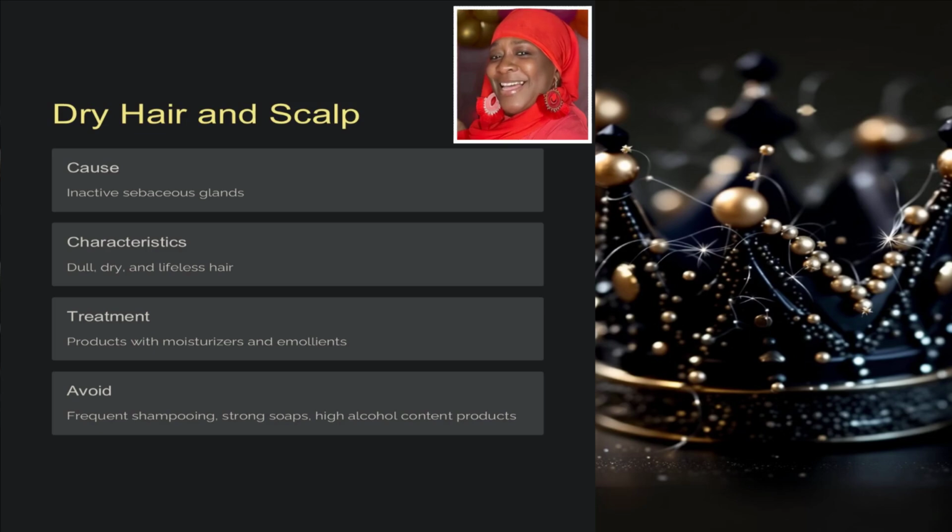Dry hair and scalp: inactive sebaceous glands, or lack of oil, can cause dry hair and scalp. Important things to remember about dry hair and scalp include that excessive shampooing and changes in climate may aggravate these conditions. Lack of sebum may cause the hair to be dull, dry, and lifeless. Treat dry hair and scalp with products containing moisturizers and emollients. People with dry hair and scalp should avoid frequent shampooing, strong soaps, detergents, and high alcohol content products. Don't confuse dry hair with overly porous hair damaged by thermal styling, chemical services, or environmental conditions.